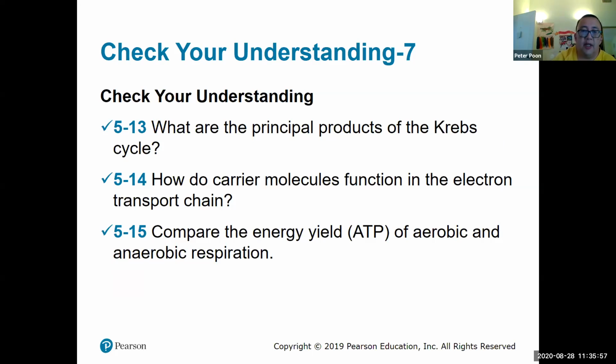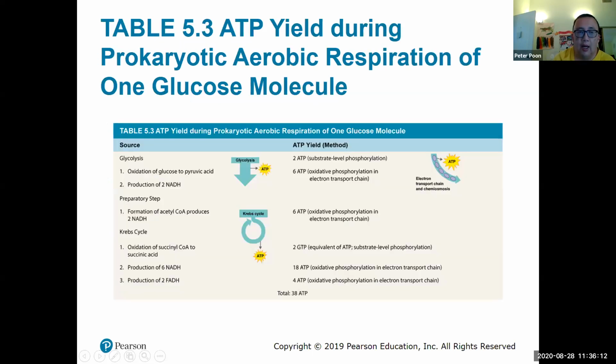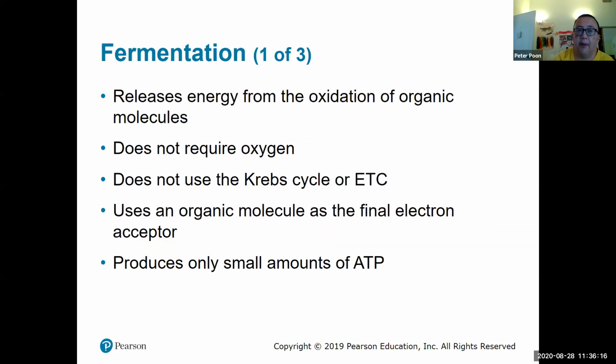Make sure you understand these things. Products. You don't need to know 5.14, but these two you do. Anaerobic respiration, you get much less. In fact, one of the types of anaerobic respiration is called fermentation. Fermentation does not even require oxygen. So you can ferment things without oxygen.